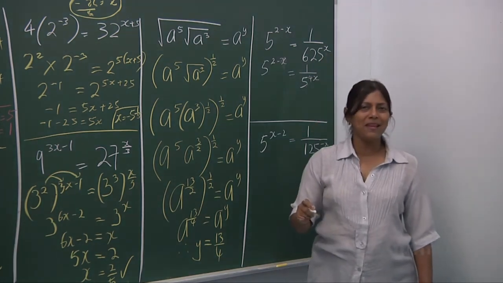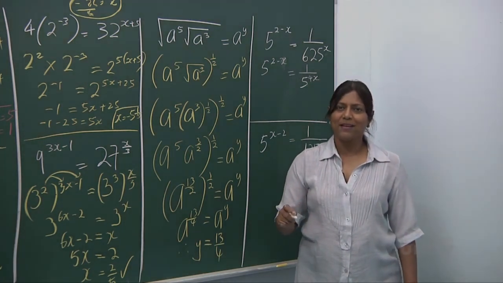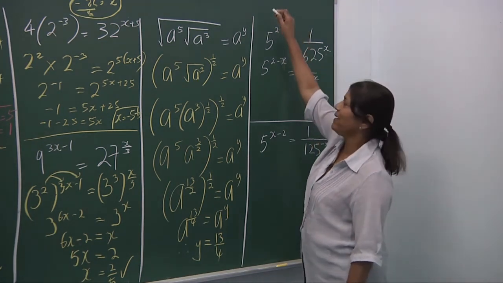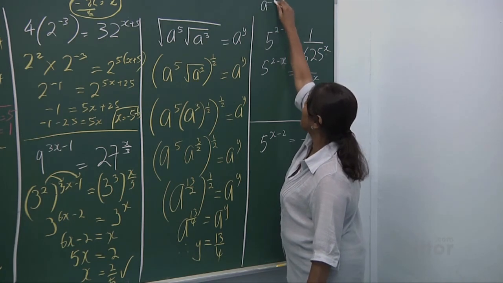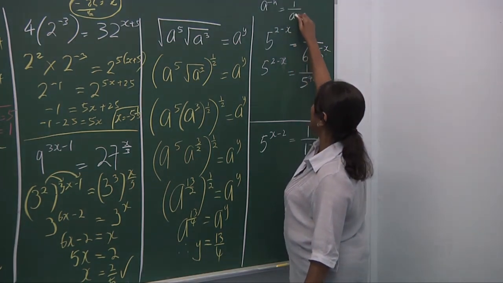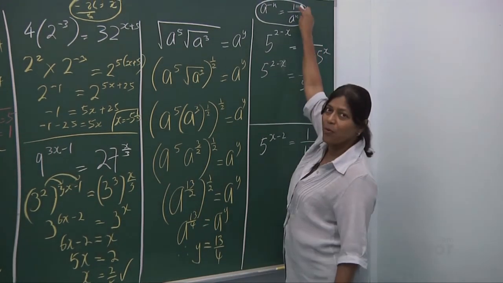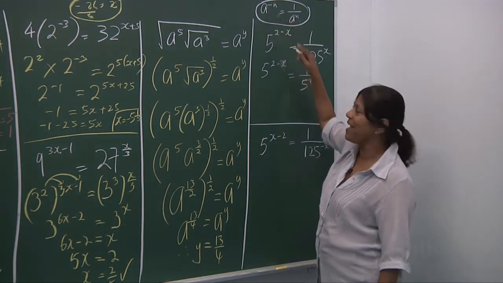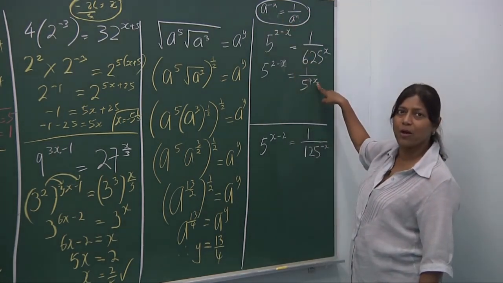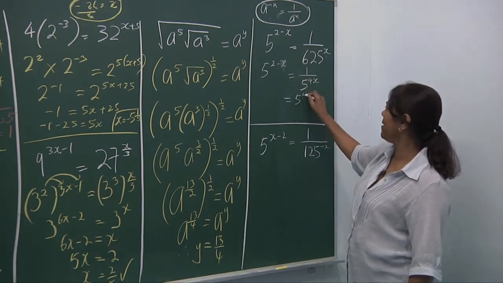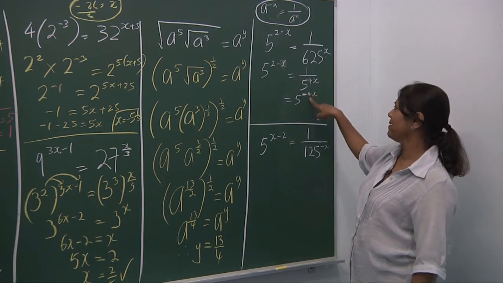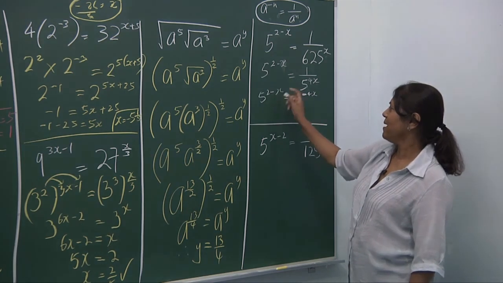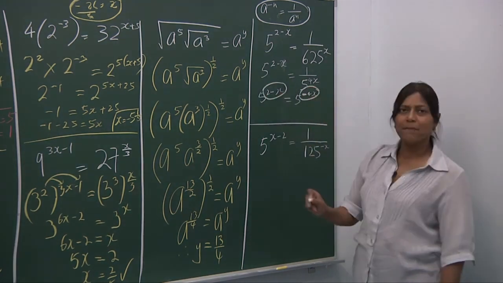Now what does it mean when you have 1 upon 5 to the power of 4x? If you remember this law, a to the power of minus n is 1 over a^n, right? Remember 1 over a^n is a to the power of minus n. So 1 over 5 to the power of 4x is none other than 5 to the power of minus 4x, right? The law, we connect them. And here we've got this, and hence the two powers become equal.